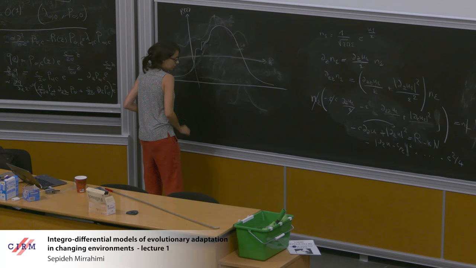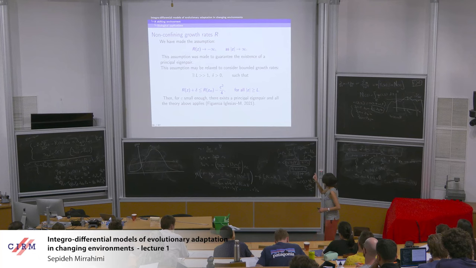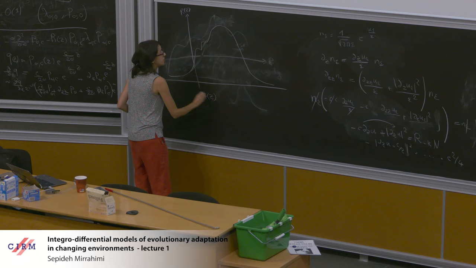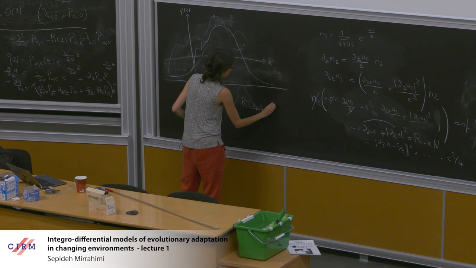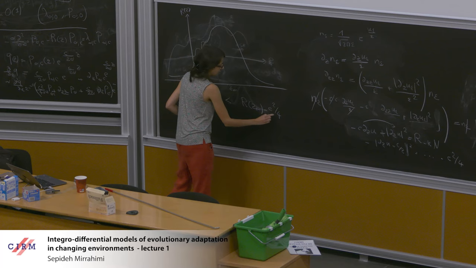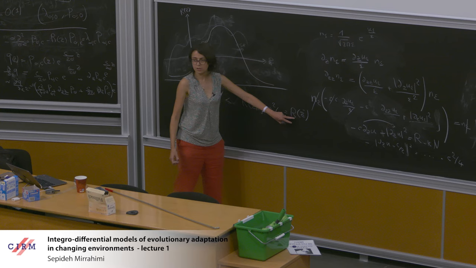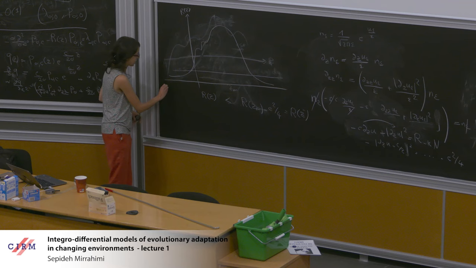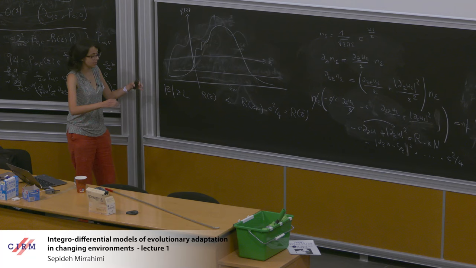And all the computations would work, but the important assumption is that this c has to verify this condition, that R of z is strictly less than R of z M minus c squared over 4. So remember that this is z M, and R of z M minus c squared over 4 was R of z bar. So z bar was given such that we have this. So if we draw a line which takes this value R of z bar, and this should be true for z large.